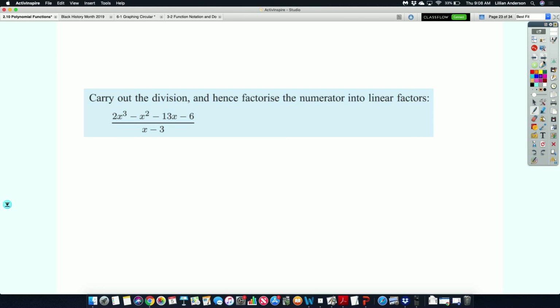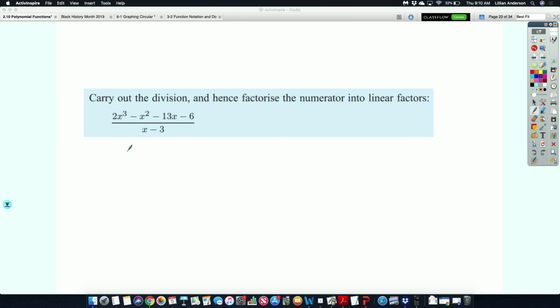You're going to be left with a quadratic, which means that since it says to factor the numerator into linear factors, once you get that quadratic, you should be able to factor it. So I want you to go ahead and divide this cubic by x minus 3, get that quadratic, and then factor that quadratic.